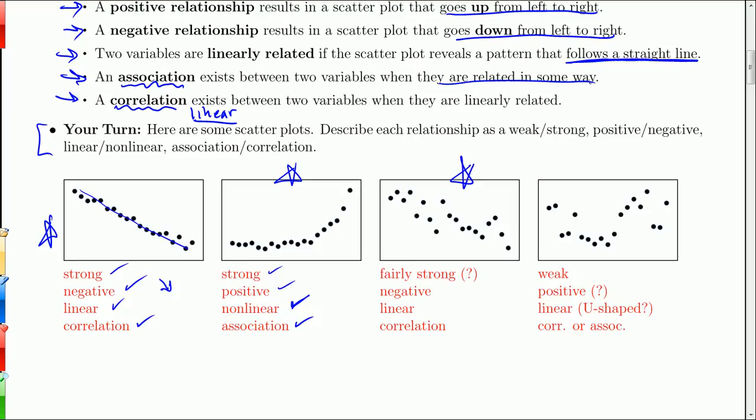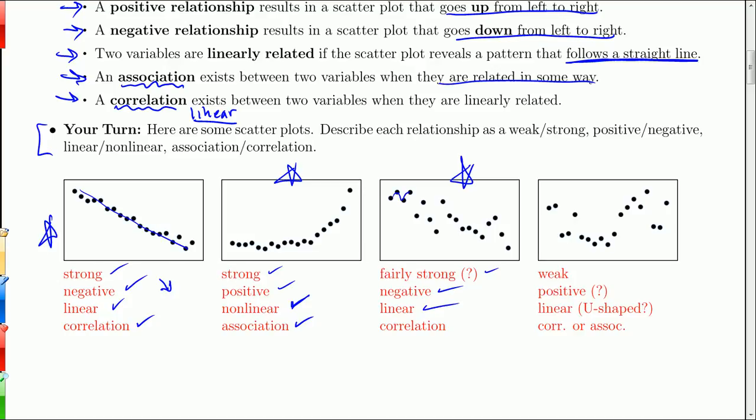And then we look at this third one, and this is hard to decide whether it's strong or weak, fairly strong. And we'll get into defining strong or not strong, and we won't use the term strong, we'll use the term significant. But if you look at this, in my humble opinion, it's fairly strong. The relationship, I put a line through there, it's kind of matching it, so fairly strong with a question mark. Negative, because it's definitely going down from left to right. I'd say linear.